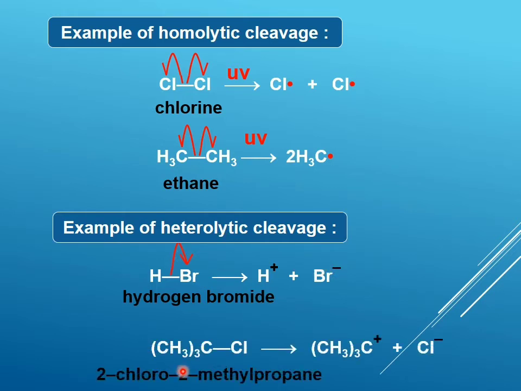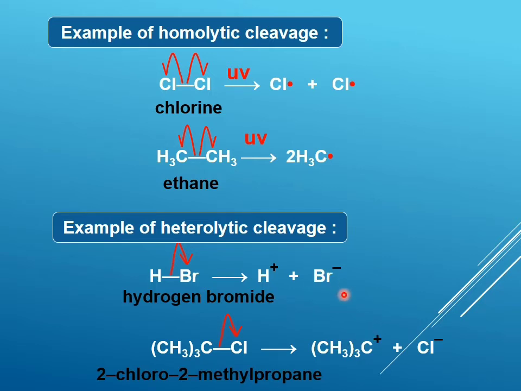And next one, we have 2-chloro-2-methylpropane. Between the carbon and chlorine, chlorine is more electronegative than carbon. So when heterolytic cleavage happens, both electrons from the single bond will be given to the chlorine atom. You can see a full-headed arrow is used to show the transfer of 2 electrons. So when 2 electrons are given to chlorine, it will form a Cl minus anion, and we will have the cation form.